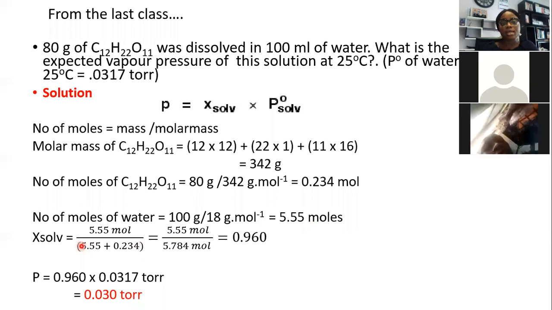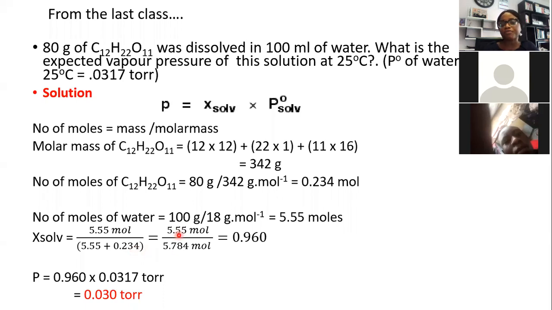Remember that your total number of moles is the number of moles of the solute plus the number of moles of the solvent. So here, this is the number of moles of solute, and this is the number of moles of solvent. And we said for you to get the mole ratio of the solvent, it's going to be number of moles of solvent divided by the total number of moles. Now, the number of moles of solvent from our calculation here, water is the solvent, is 5.55 moles. So we have 5.55 mole divided, okay, there's supposed to be mole here, do not forget, it's an omission. So 5.55 plus 0.234 mole.